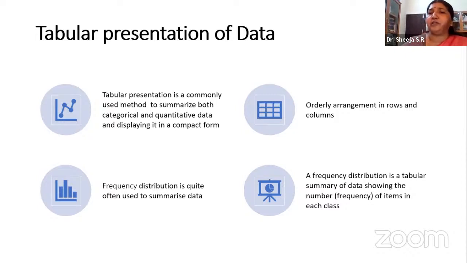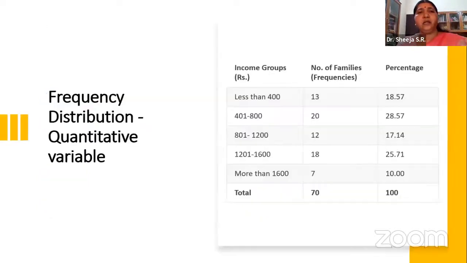In a table, there will be certain rows and certain columns, and frequency distribution is quite often used to summarize data. As you know, a frequency distribution is a tabular summary of data which shows the number or frequency of each item. See here, I have given a frequency distribution. Here, the variable of interest is a quantitative variable, income. People have been classified into different groups on the basis of their income. You know that income is a quantitative variable. So on the basis of their monthly income, people have been classified into different groups.